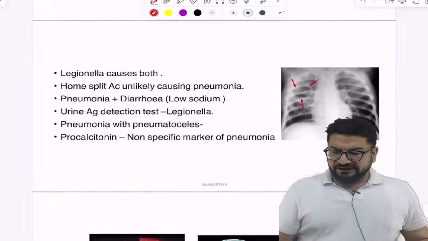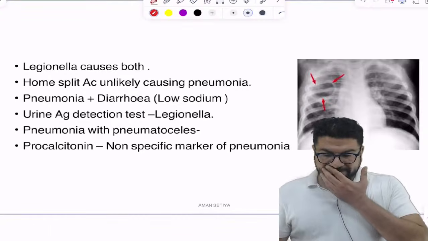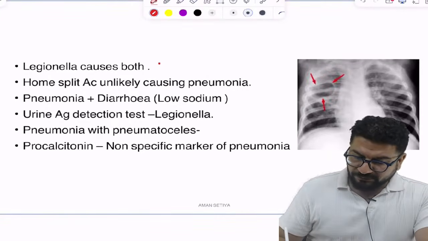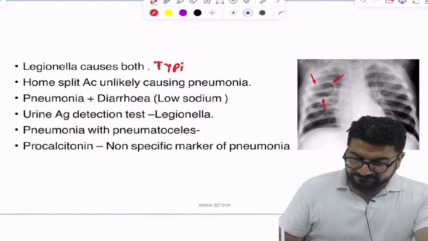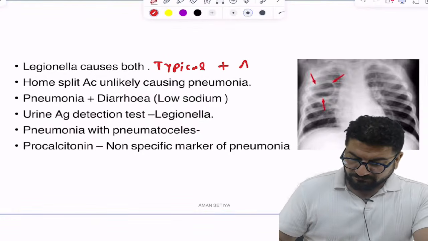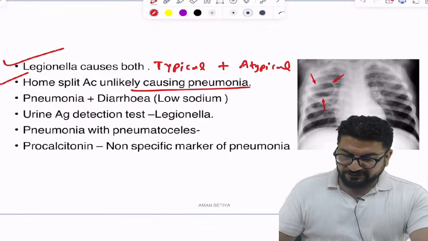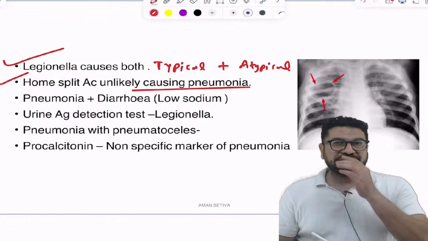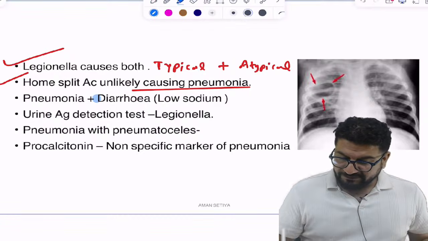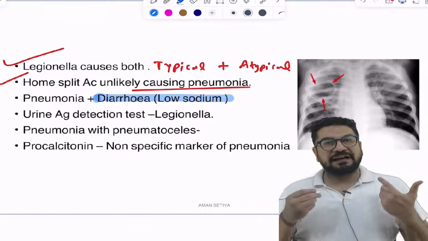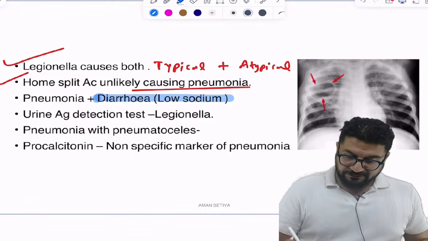Okay, the next thing which is trending is Legionella से question बार-बार exam में आ रहा है. तो देखो, Legionella will cause both typical and atypical pneumonia. Home split AC will not cause Legionella pneumonia. Legionella में क्या होगा, पेशेंट को निमोनिया के साथ डायरिया होता है, very very important. तो because of diarrhea he will have hyponatremia. Even this came as a question.